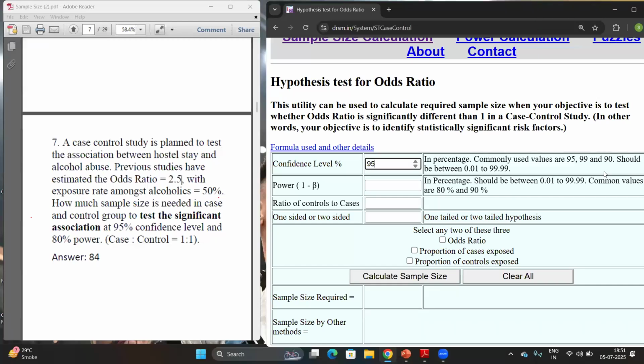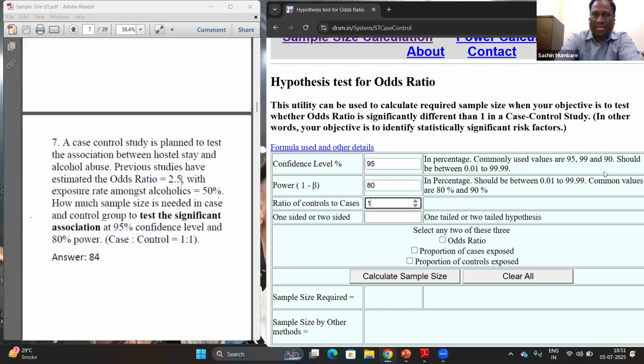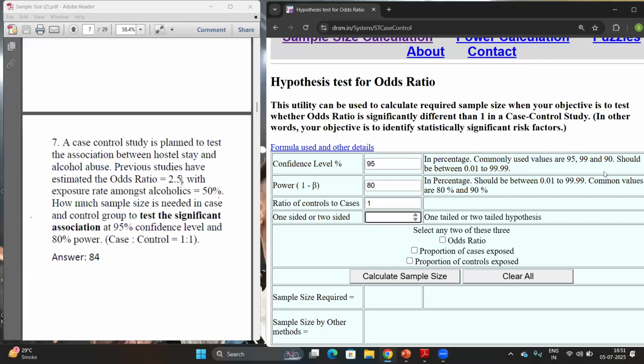Power is 95... power is how much? 80%. Ratio of controls to cases is how much? 1:1. One-sided or two-sided? Two-sided.